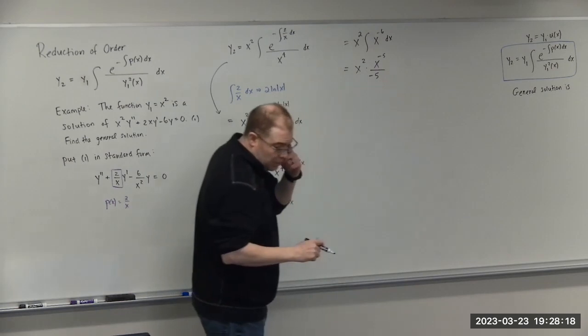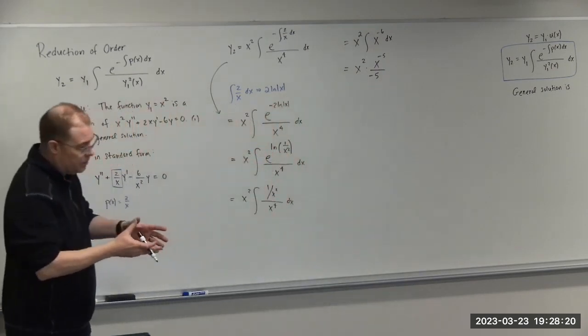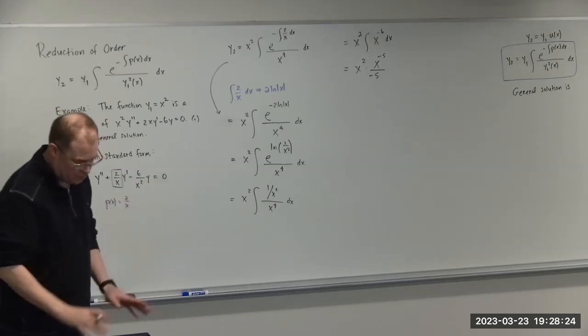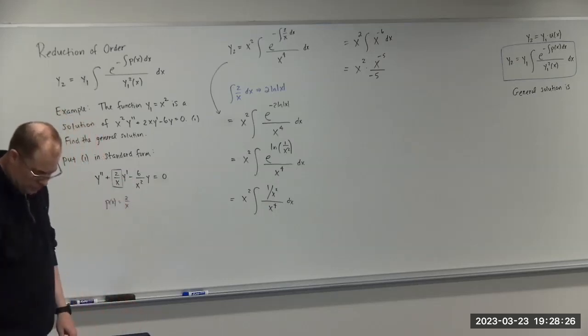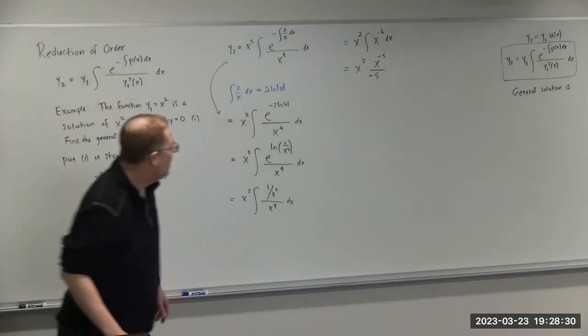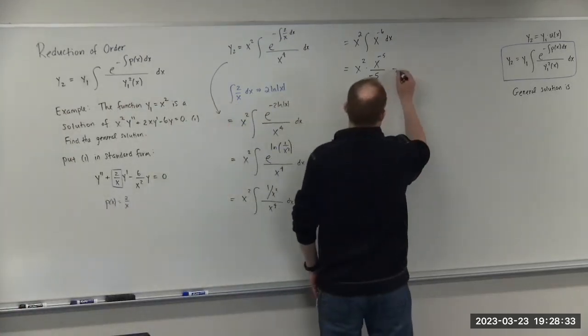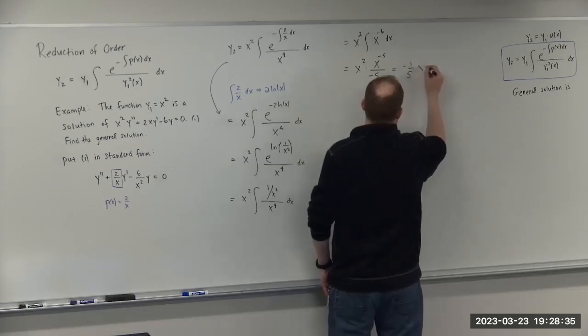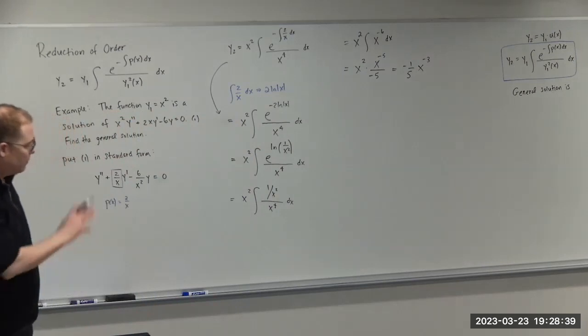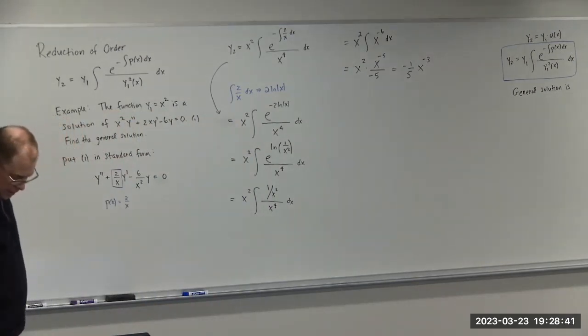And again, you don't have to put the c here because we assumed in our derivation that it's going to be 0. We want the simplest form possible. So this is just minus 1/5 x to the negative 3rd. I'm just cleaning up a little bit.